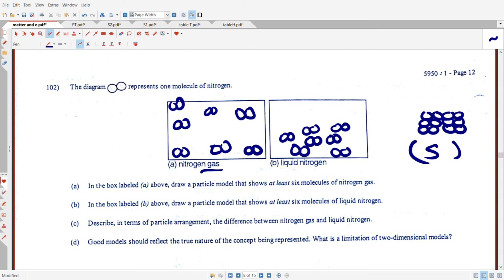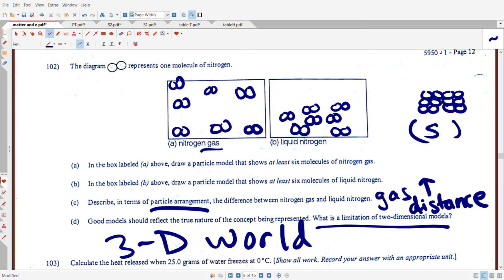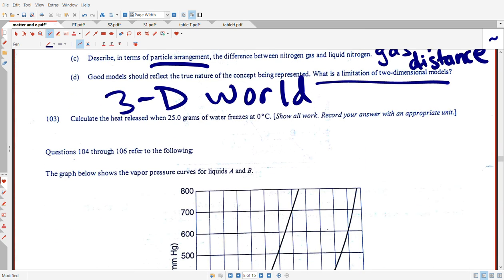What's the difference with particle arrangement? You could say the gas is further apart. I'm going to say increasing distance between the molecules. What's the limitation of a two-dimensional model? You could talk about that it's a 3D world. This is just a simple question that it doesn't truly represent how it looks in space. We're not doing heat problems.